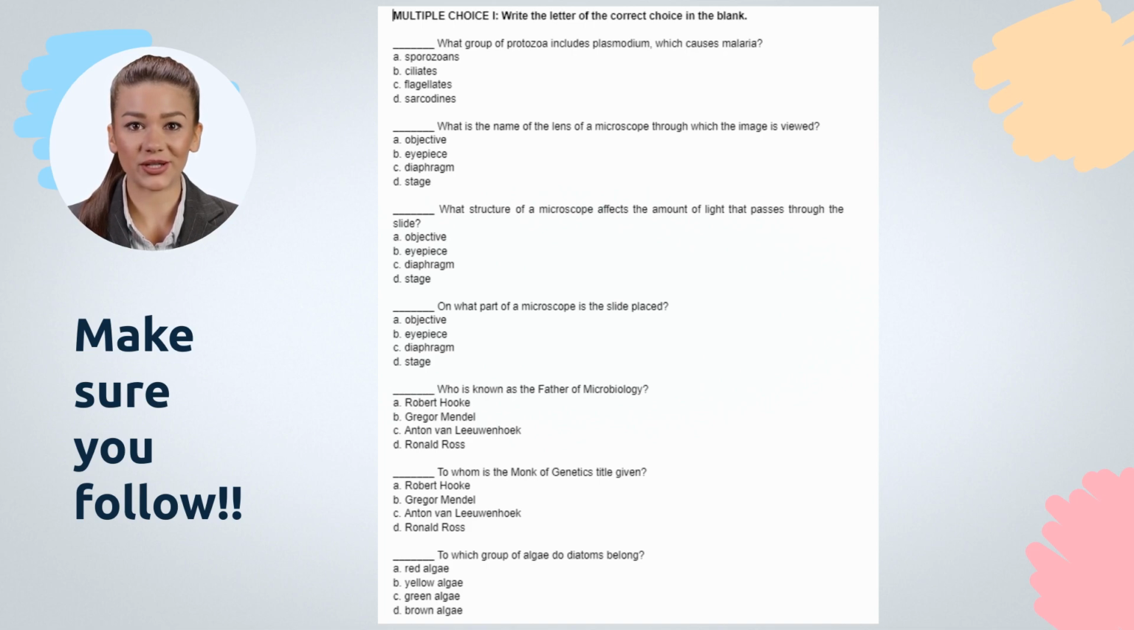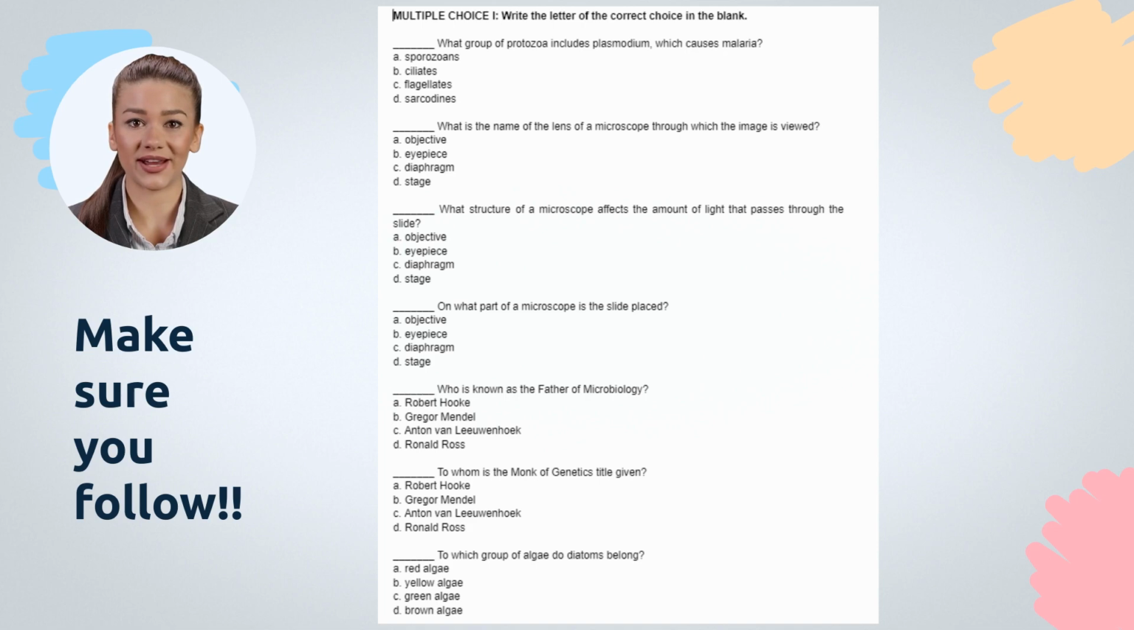What group of protozoa includes Plasmodium, which causes malaria? A. Sporozoans. B. Ciliates. C. Flagellates. D. Sarcodines.